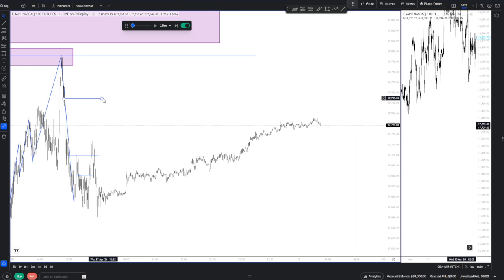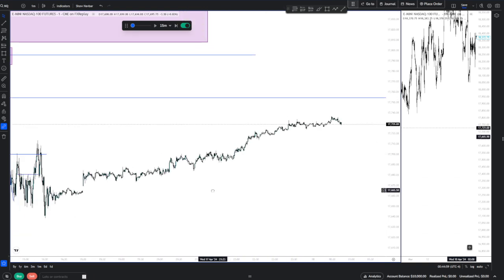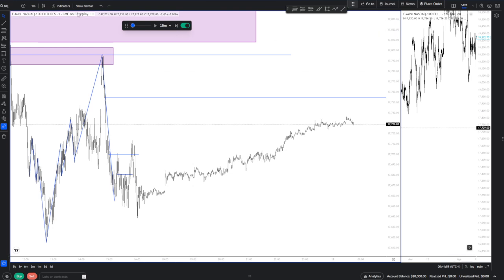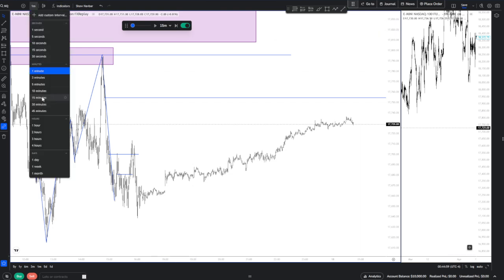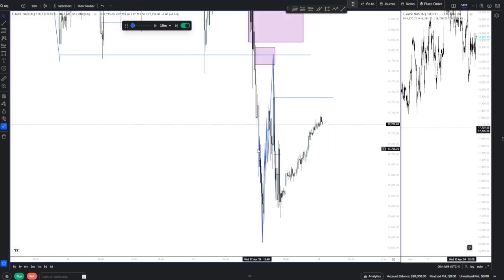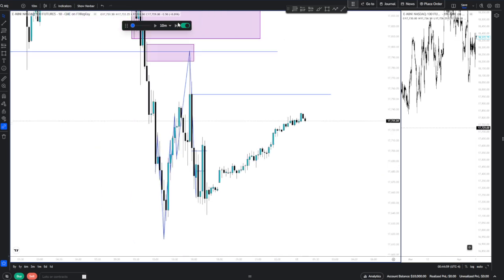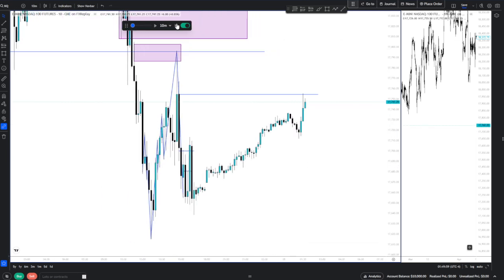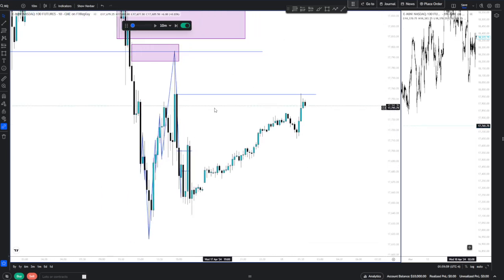So let's draw this. Oh man, it was all nice and pretty, easy to keep track of, and now it's a disaster. Just go back to the 10-minute chart and maybe keep an eye on it here. All right, so there's the 1 minute order block. This line was the 1 minute order block.